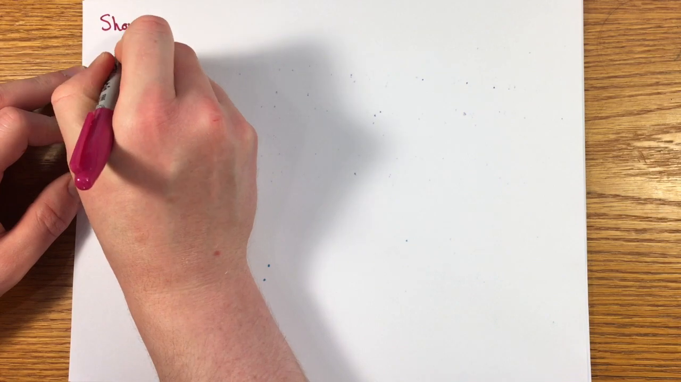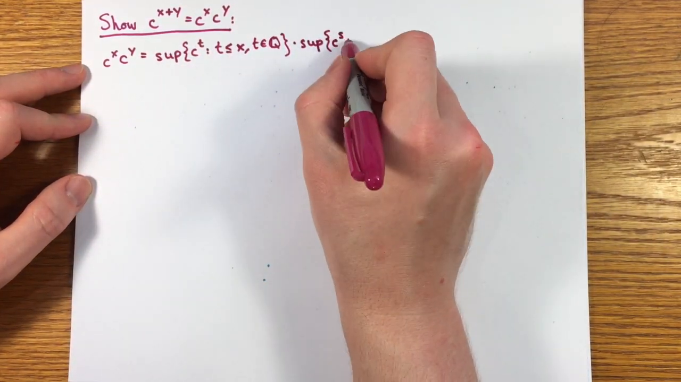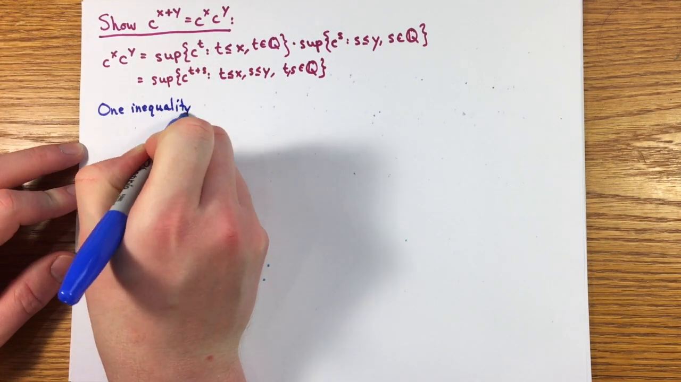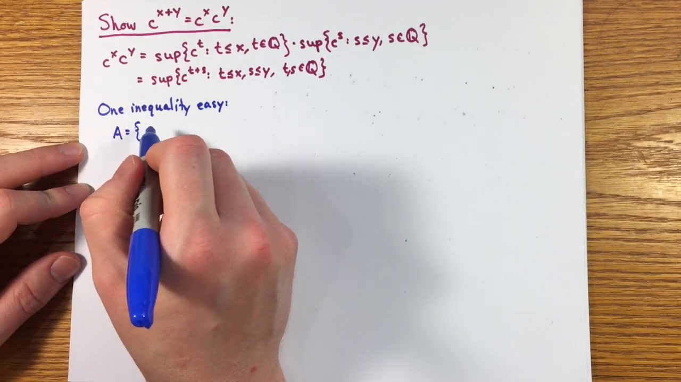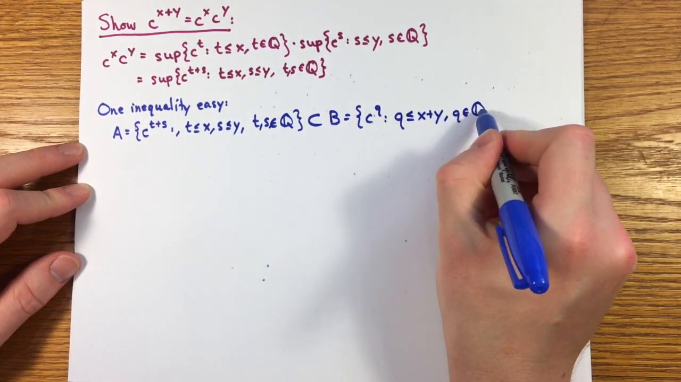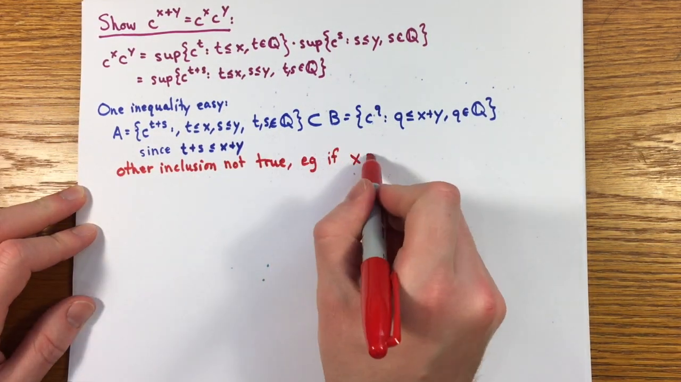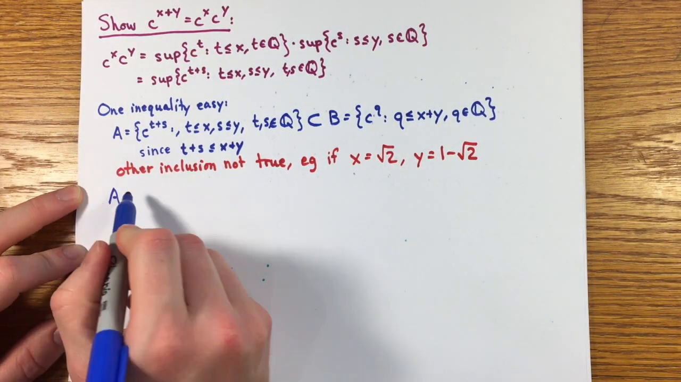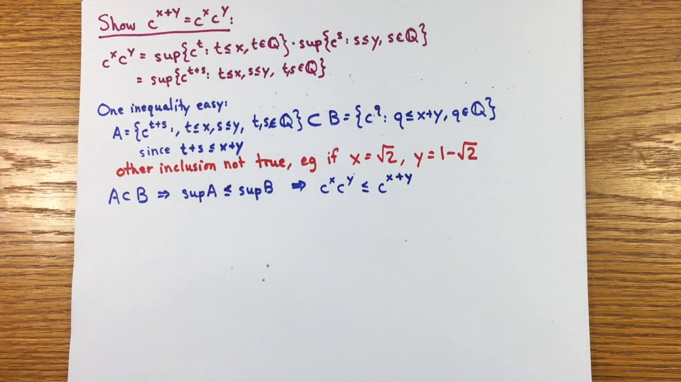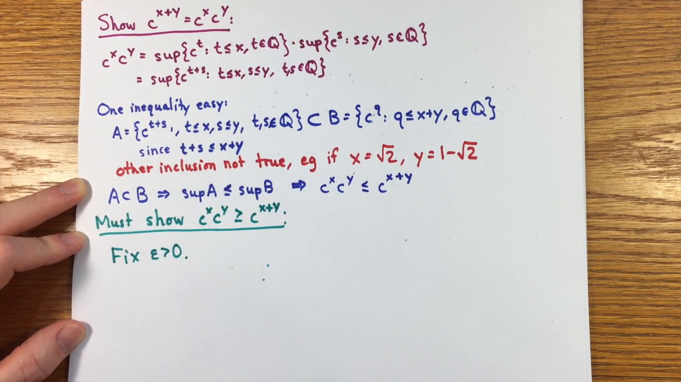Now, showing c^(x+y) equals c^x times c^y is partly a matter of comparing the sets of rational numbers involved in the definitions. Any t rational less than or equal to x and s less than or equal to y, when summed, will give a rational number less than x plus y, which gives that c^x times c^y is less than or equal to c^(x+y), though it doesn't work the other way. For the other inequality, you have to use more of the acrobatics of the sup property.